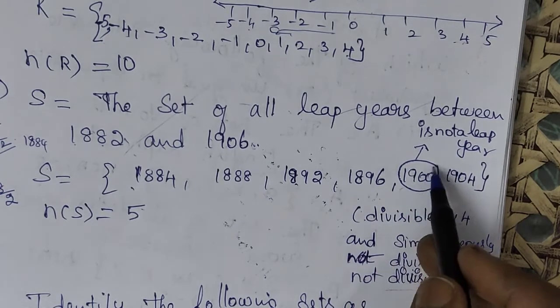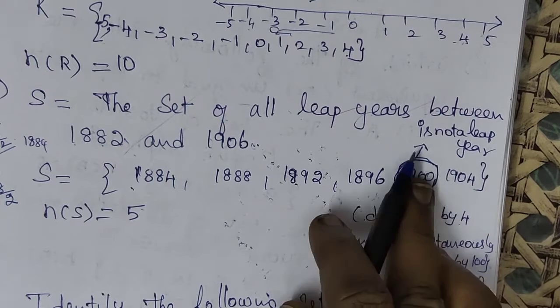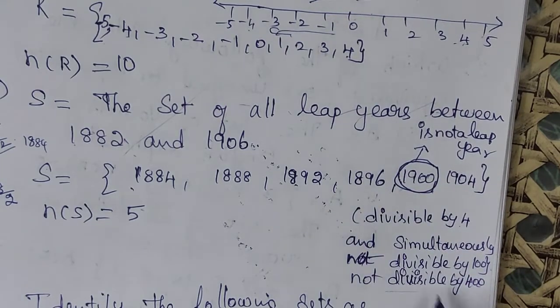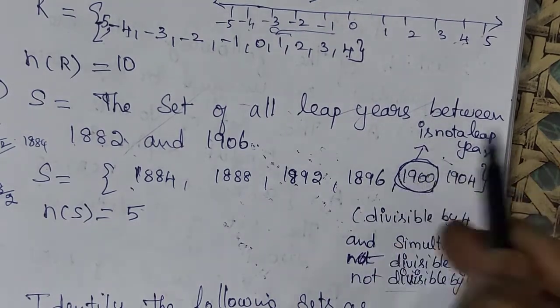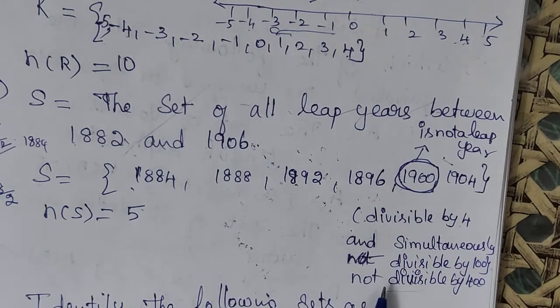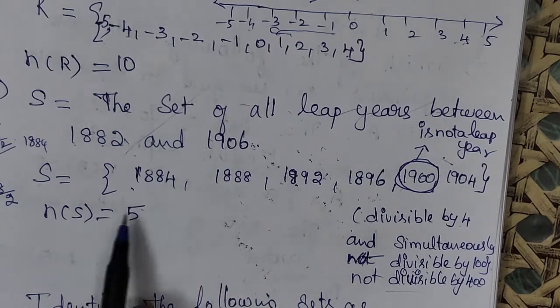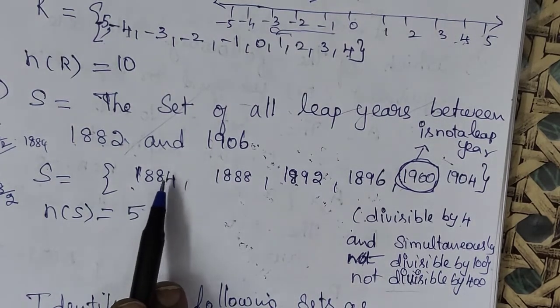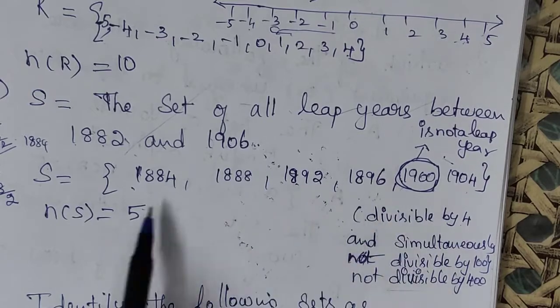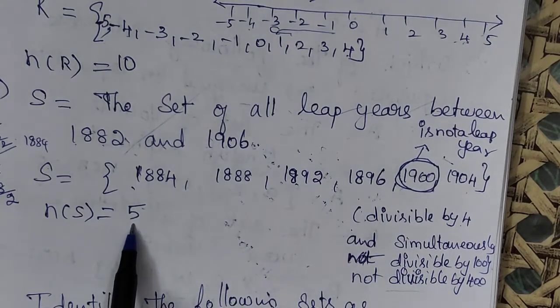In this, 1900 is divisible by 4, and it is also divisible by 400. Now the condition is that for the leap year it should be divisible by only 4. So we have taken into account only these 5 years. So n of S is 5.